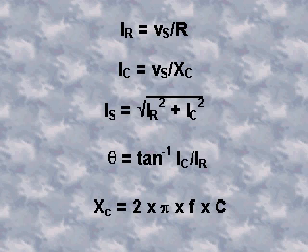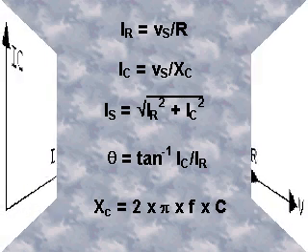I sub S is equal to the square root of I sub R squared plus I sub C squared. And theta is equal to the inverse tangent of I sub C divided by I sub R. The capacitive reactance is equal to 2 times pi times the frequency times the capacitance. The phasors can be drawn as shown in this figure. Let's now look at an example.